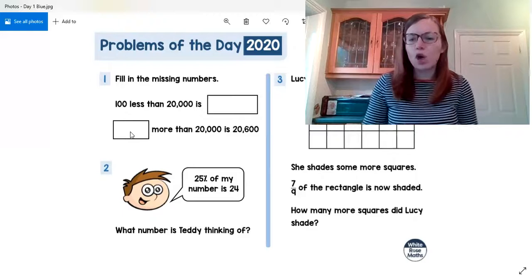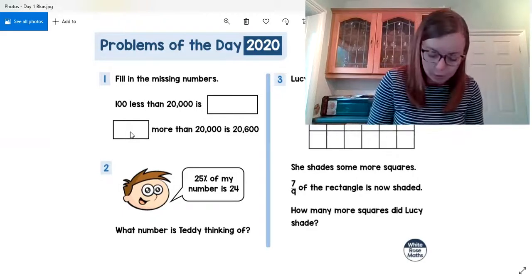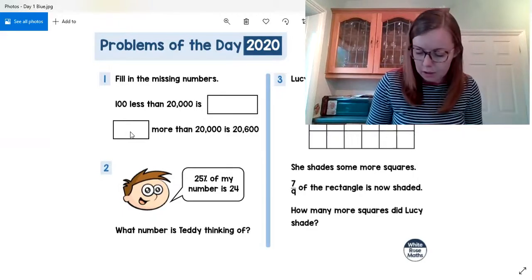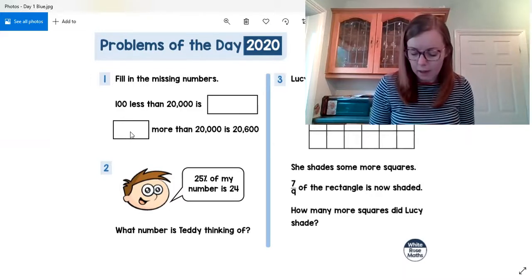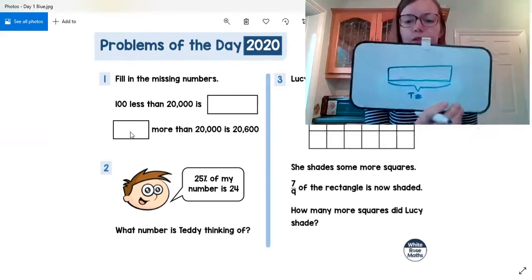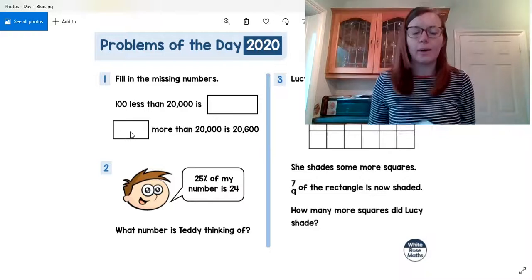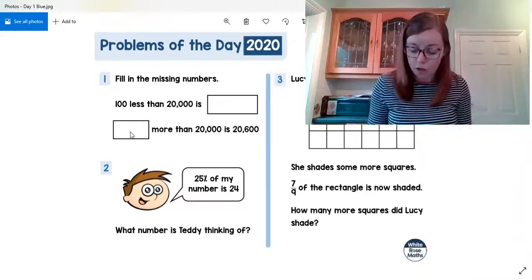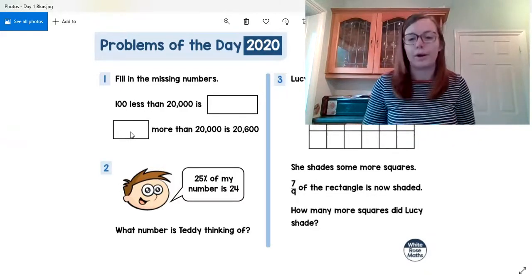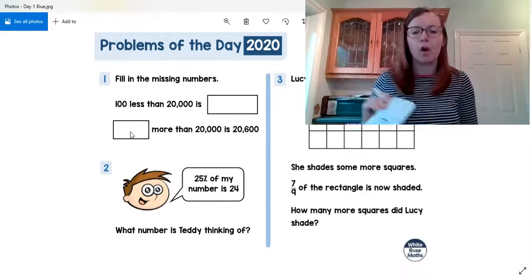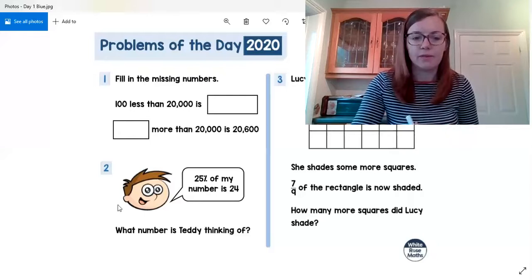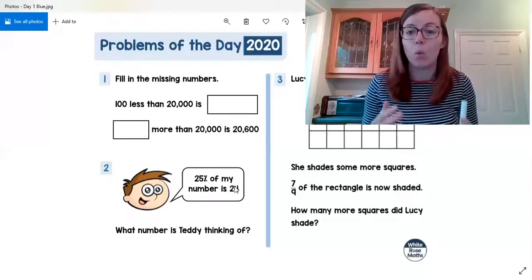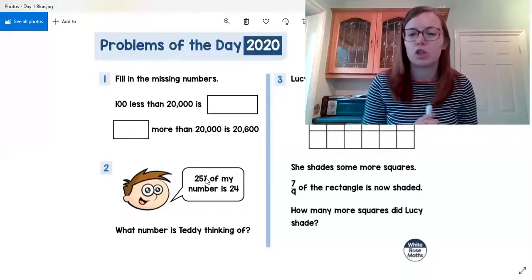Okay, give you a bit of a clue on how to get started with this one. We're going to use our bar models to help us. So I'm going to draw out a bar. Now this whole bar is Teddy's number. And we know that in our percentages, that means it's the whole, so it is 100%. Okay, part of Teddy's whole number is 24. We need to think about what part. Well, he's told us 25%.